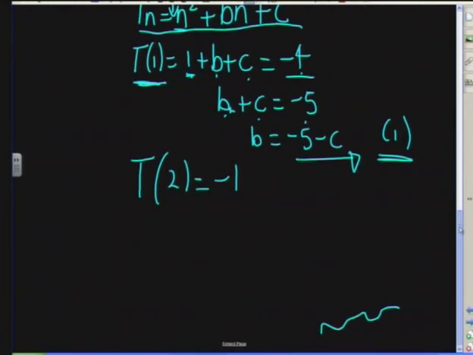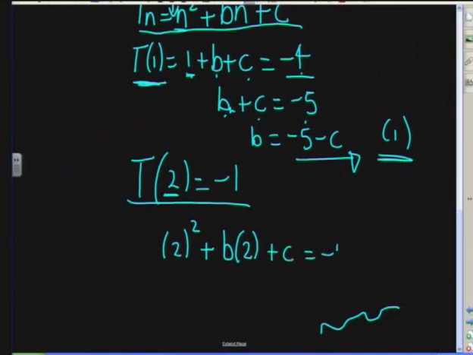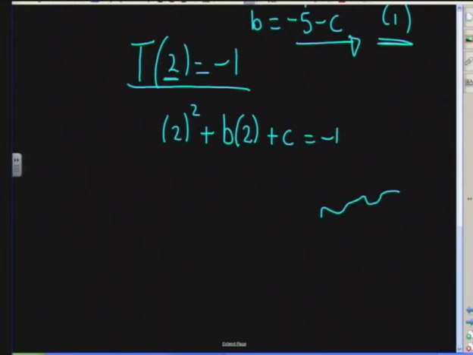Then we're going to use the fact that term 2 is equal to minus 1 to give us the second equation. So wherever there is an n, I'm going to put in 2. I'm going to get 2 squared plus b times 2 plus c is equal to minus 1. So this is going to become 4 plus 2b plus c is equal to minus 1. Therefore, 2b plus c is equal to minus 5.